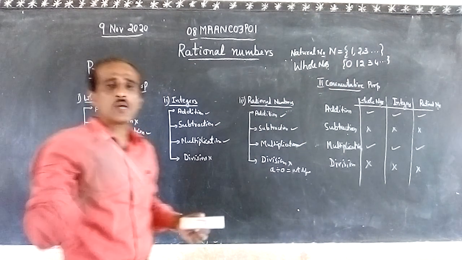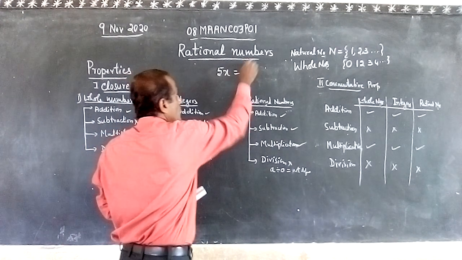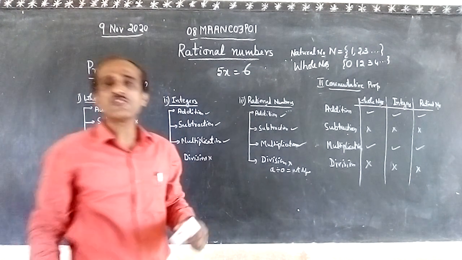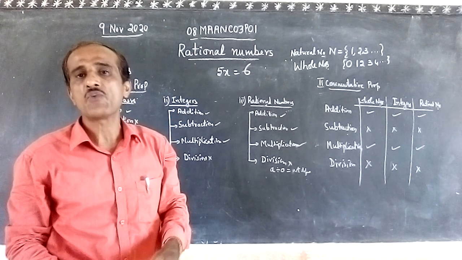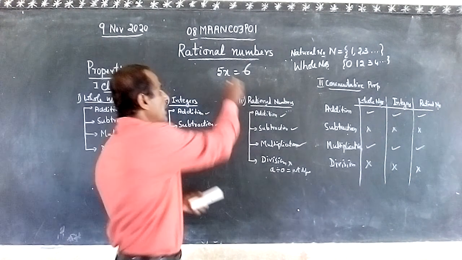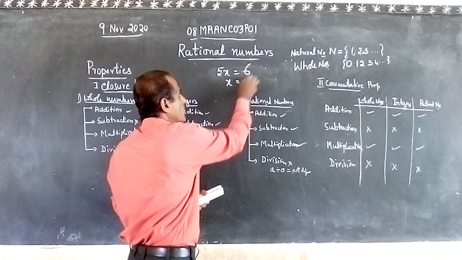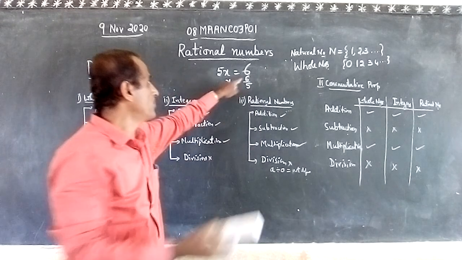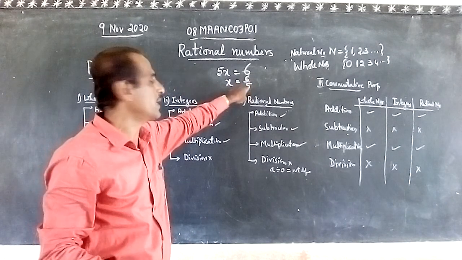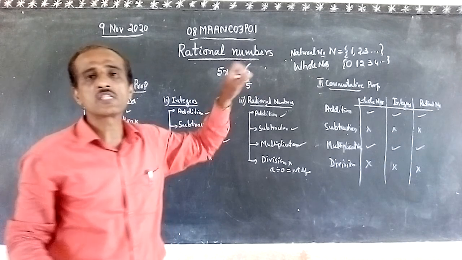Now, I will write one more linear equation. Say 5x is equal to 6. What value of x makes this equation true? See here, how to solve this equation? 5x is equal to 6. Therefore, x is equal to 6 by 5. If you carry this 5 over, it goes to the denominator. Therefore, x is equal to 6 by 5.